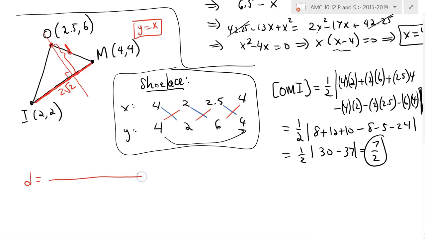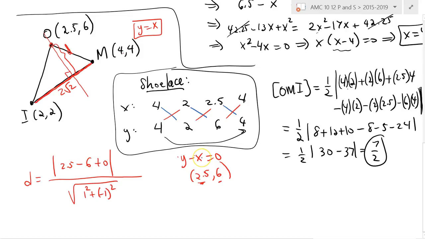When you apply the distance formula, I don't know if you guys remember how to use it. We have y minus x equal to 0, and we want to calculate the distance from this point, 2.5, 6. The coefficients here are 1 and minus 1, squared, and all we do is plug in these two values: 2.5 minus 6 plus 0. There's no constant here; it goes through the origin. So we have 3.5 on the numerator and root 2 on the denominator. Then we can rationalize it: 7 over 2 root 2 over 2, and that gives me 7 over 4 root 2.